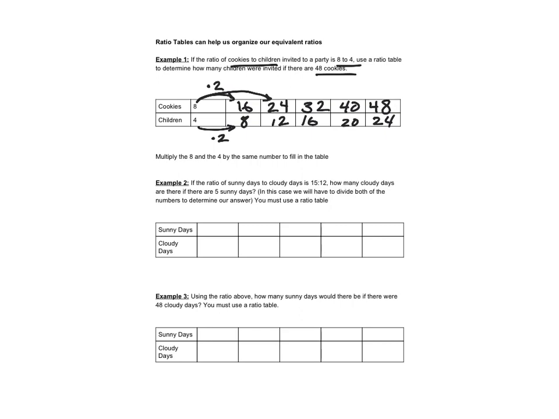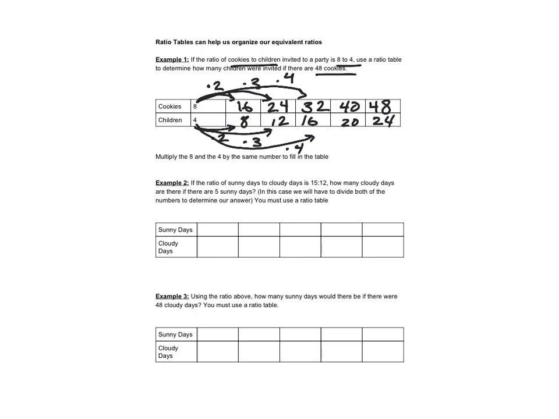If we go another jump here, 8 times 3 is 24, and 4 times 3 is 12. So I'm taking that first number and multiplying it by the same number for both parts of the table to get equivalent ratios. Just like in the last slide, where we talked about multiplying both numbers by the same thing to get equivalent ratios, here we're doing the same thing, just in table format.